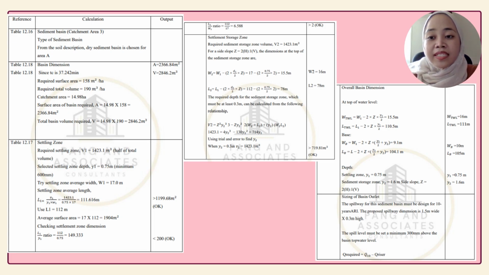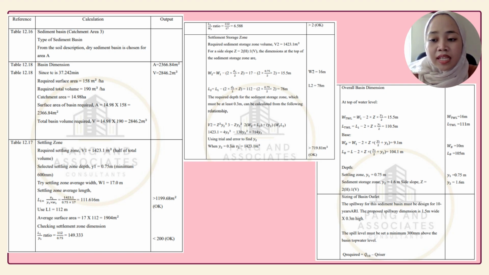From the sediment basin design calculation, we get the surface area of basin required equal to 2,366.84 meters square. For the total basin volume required, we get 2,846.2 meters cube. And for the settling zone, we get 1,423.1 meters cube, which is larger than 1,199.68 meters cube, which means the design is okay.